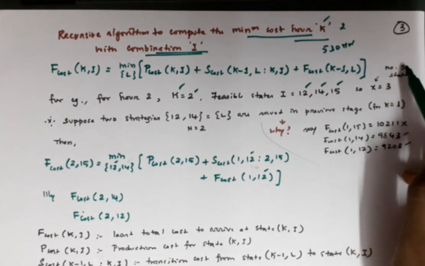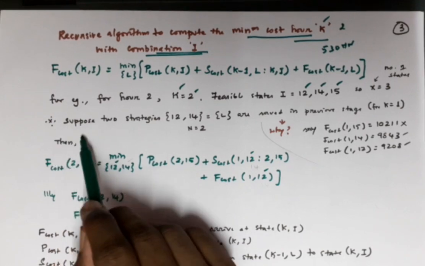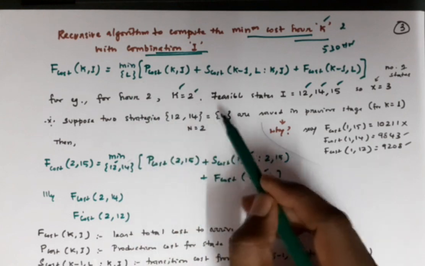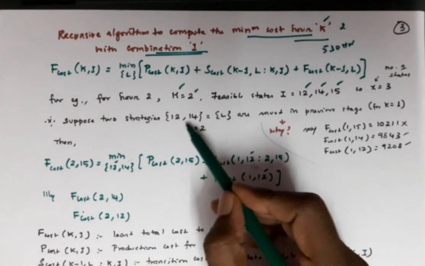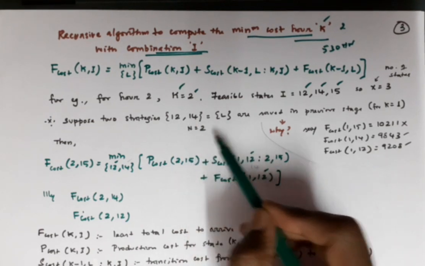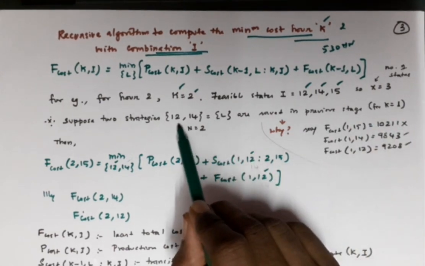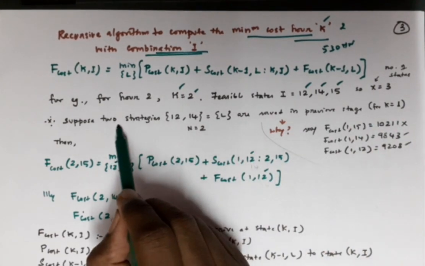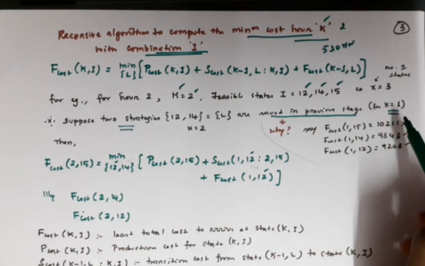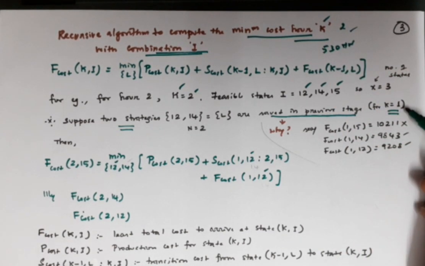X is going to be the number of states. Here the number of feasible states is 3. This is very important. Suppose two strategies, 12 and 14, which is what we call L now, are the feasible strategies we assign N, which is equal to 2, and they are saved in the previous stage, for k equal to 1. So these 12 and 14 are the two strategies saved in the previous stage. Previous stage means k equal to 1, while now we are discussing k equal to 2.